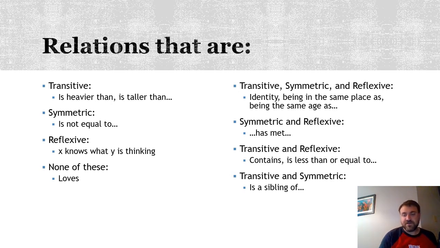You can have combinations of these or not, and you take it relation by relation. Say, what properties does this one have? What properties does it lack? And there you go.